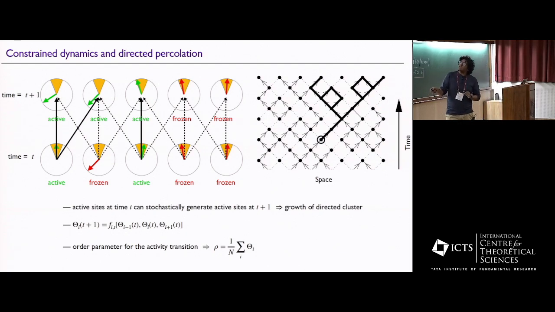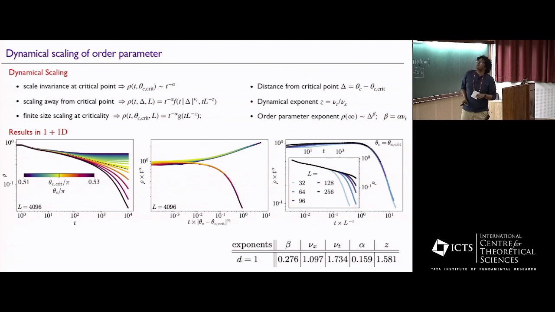At some time t, we have a set of spins in a particular configuration. Depending on the dynamics of the active spins in that cycle, it might or might not stochastically seed a whole set of active sites at a later time. So if you think of the active and inactive sites as the classification, then it does look very much like directed percolation. And what we then do is calculate this order parameter, which is the density of active sites. This is the result.